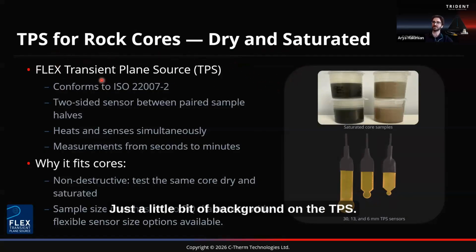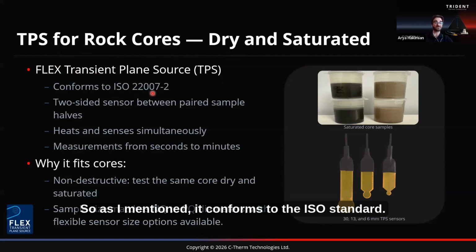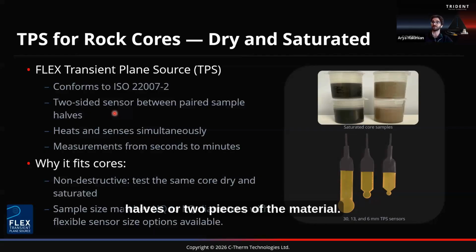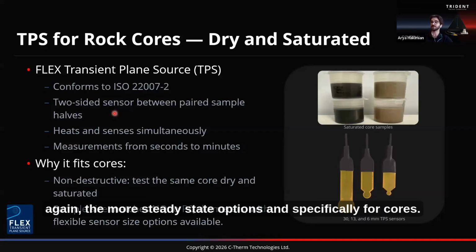Just a little bit of background on the TPS. As I mentioned, it conforms to the ISO standard. It's a double-sided sensor, which is placed in between two sample halves, or two pieces of the material. Your measurement times for a TPS are on a time scale of seconds to minutes. So it's a nice option for relatively quick testing, vastly superior compared to the more steady state options.